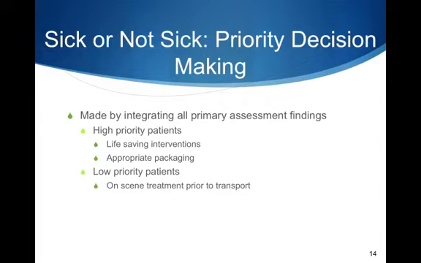High priority patients generally will require life-saving interventions. Packaging takes place before transport to the hospital. So in the high priority patients, gunshot wounds to the chest, you're going to need to seal off those holes and decompress that chest as necessary. You might even require an airway, which you might need to get aggressive with. Low priority patients, on-scene treatment prior to transport is absolutely okay.